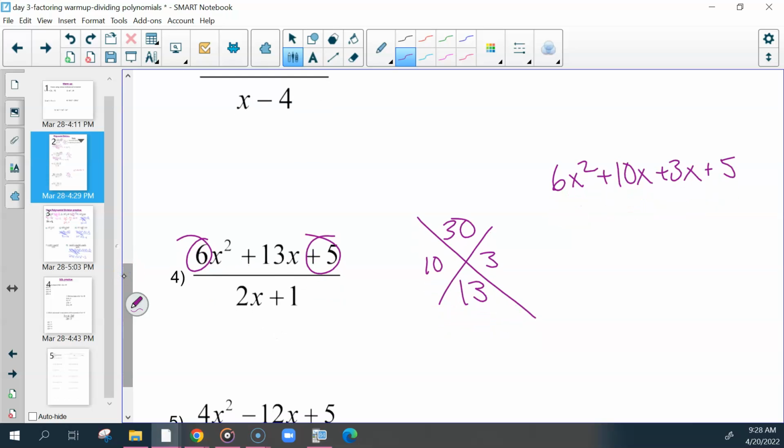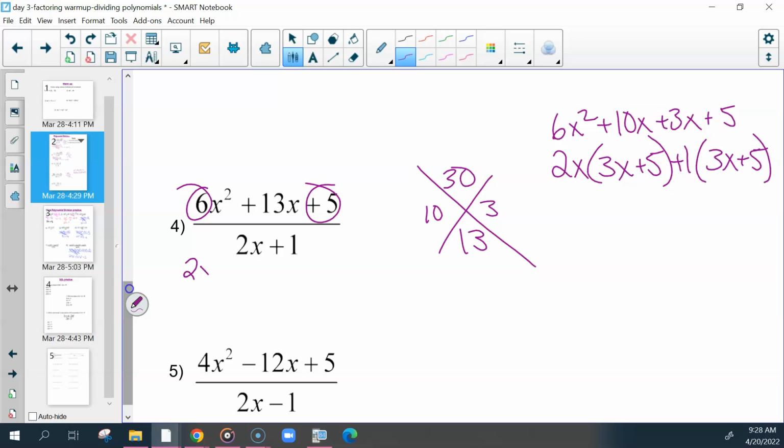What did the first two have in common? 2x, which would leave us with 3x plus 5. What can we divide out of the last two? 1, which would leave us with 3x plus 5. So we have two factors, all over 2x plus 1.